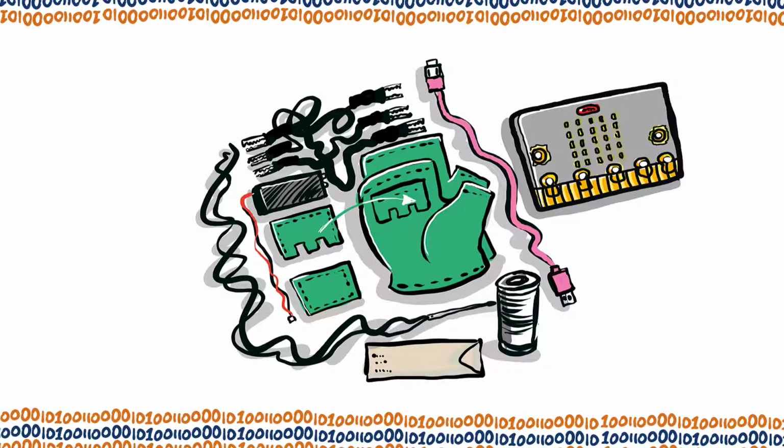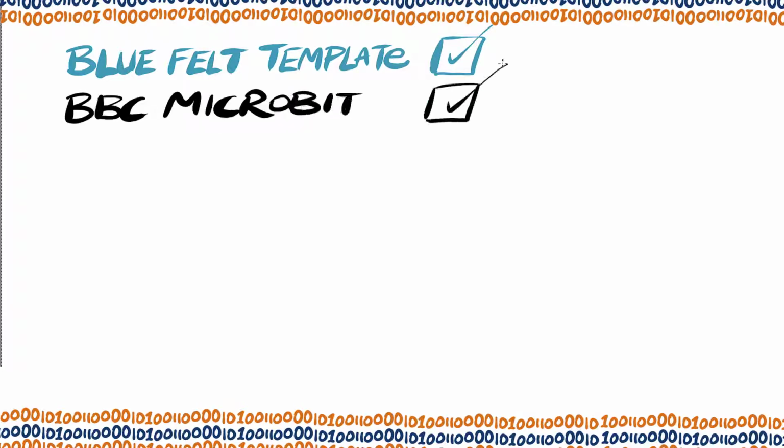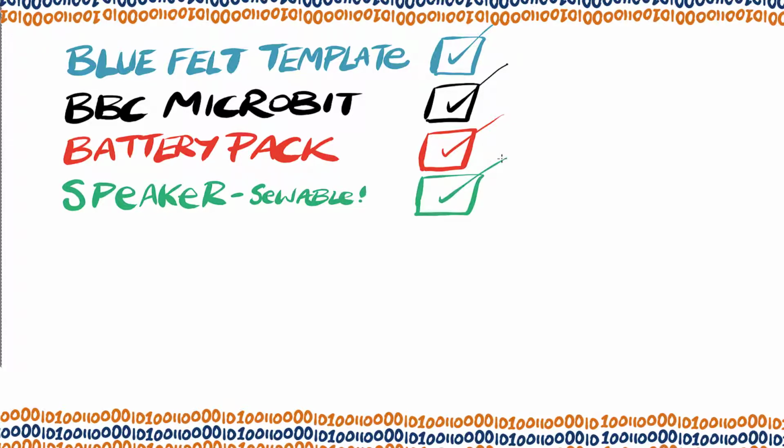Okay, so let's open the box and see what's inside and tick off our contents list together as we take each item out. A blue felt template for the glove. This is handy as it's already marked out ready to cut. A BBC microbit that you can load your program code into. A battery pack and a set of batteries to power your microbit. A speaker to make the sound. And this is a special speaker because it's sewable.